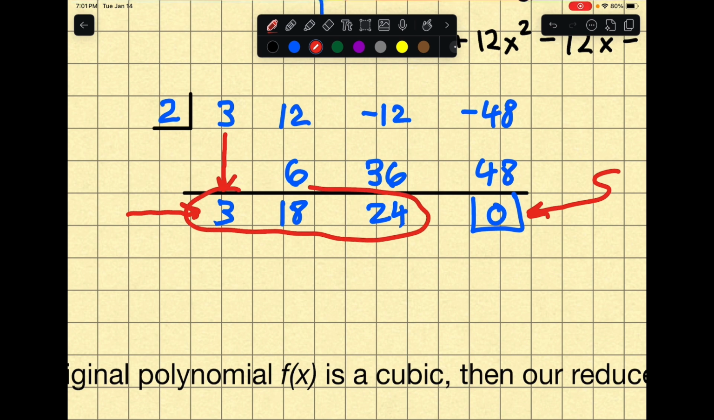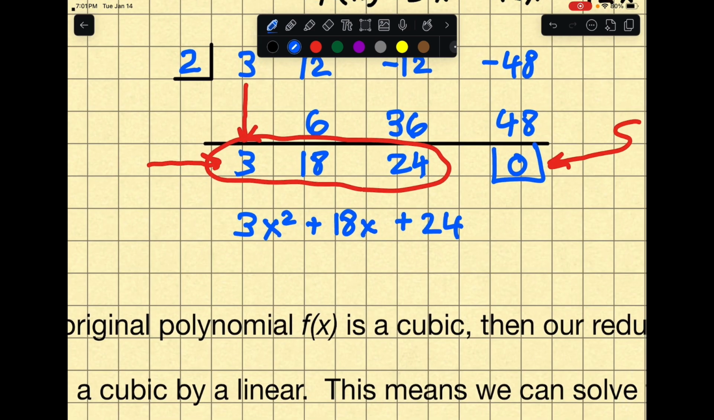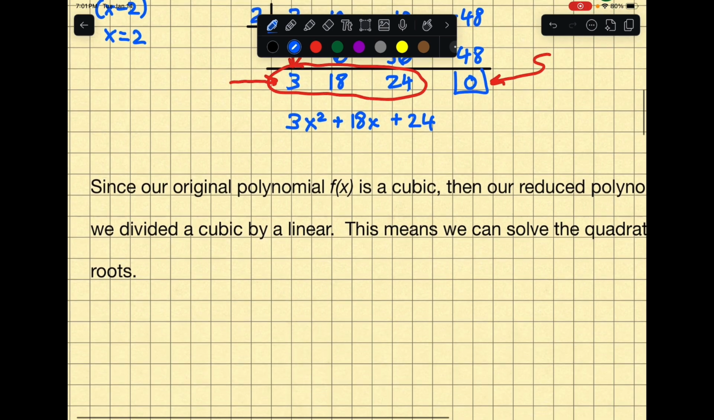This is our quadratic. This is what we were looking for. We can see our quadratic now is 3x squared plus 18x plus 24. So this is the quadratic that remains if you divide that cubic, our original problem, by x minus 2. Now we can use this quadratic to find the remaining 2 roots.